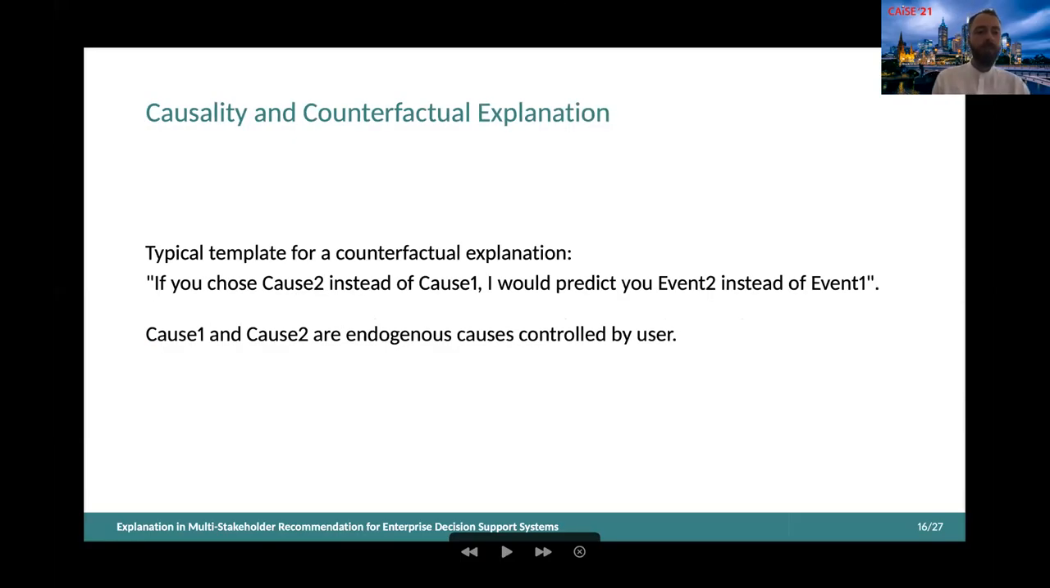An important piece of evidence is that causality drives the counterfactual explanation. This is a typical template for a counterfactual: if you choose cause 2 instead of cause 1, I would predict event 2 instead of event 1. In this case, cause 2 and cause 1 are endogenous causes controlled by the user. And this is a link between the causality theory and the counterfactual explanation, the explanation that we exploit next.